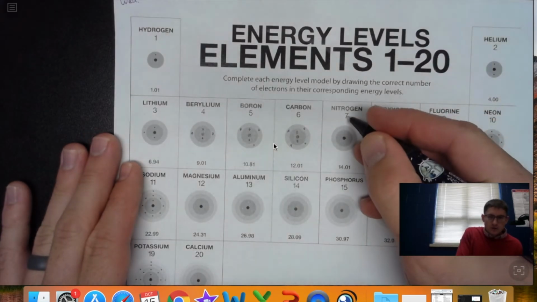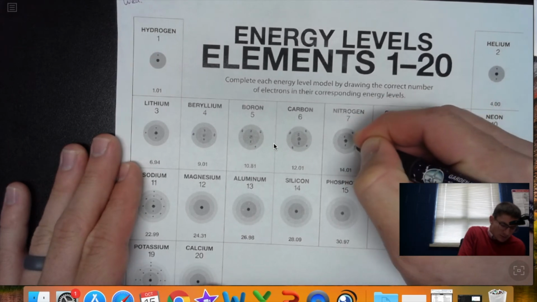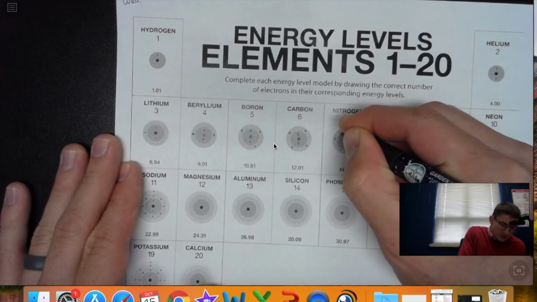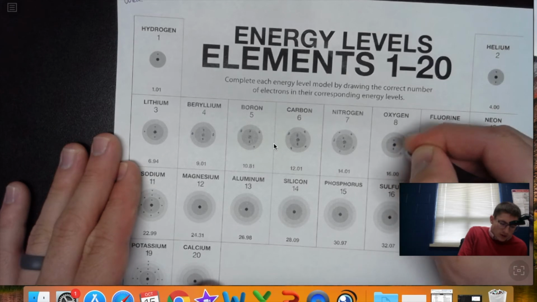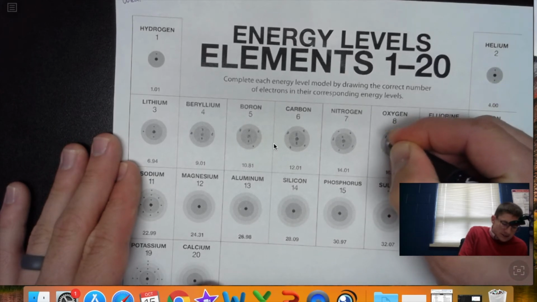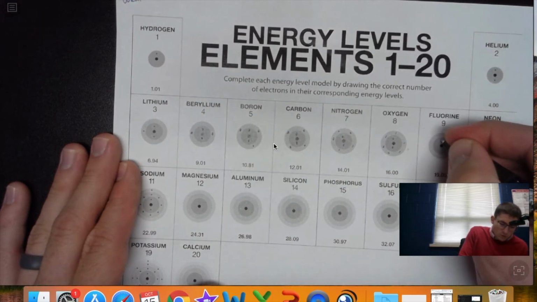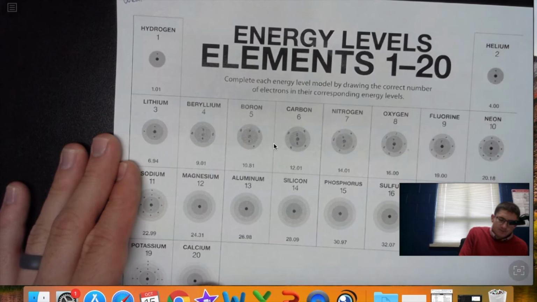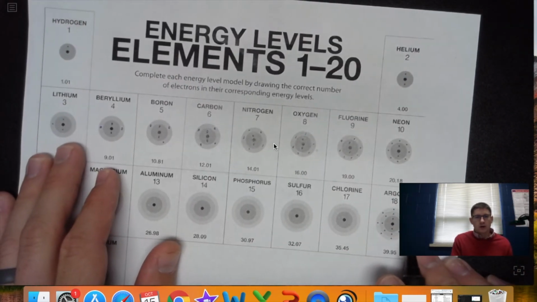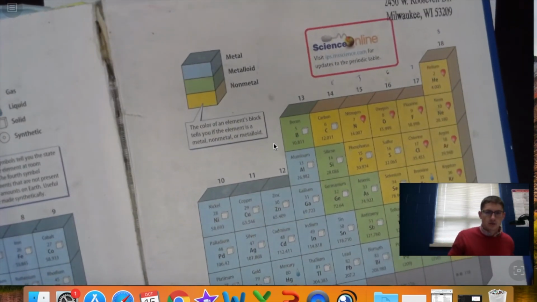Nitrogen has a total of 7 protons, therefore 7 electrons. Let's count them up. 1, 2 in the first energy level, 3, 4, 5, 6, 7 total. Oxygen has 8. 2 in the first energy level, 3, 4, 5, 6, 7, 8. 9 for fluorine, 1, 2, 3, 4, 5, 6, 7, 8, 9. And neon is done, taken care of right here for us. Now, another way in which we can check if we got this right is if we have our periodic table here in front of us.